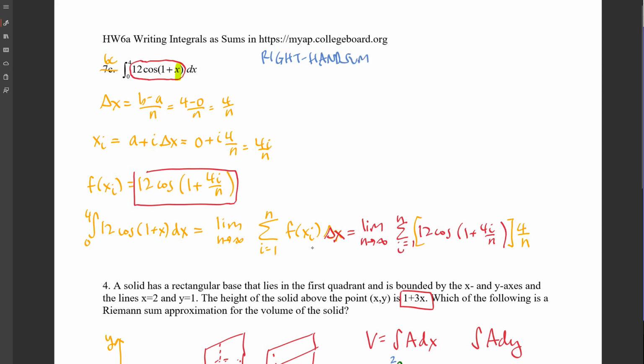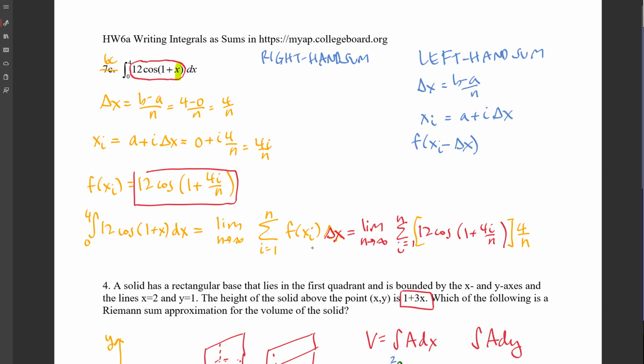Okay, all of these formulas. If you were to do a left-hand sum, the way you would change it is your delta x would stay the same. Your x sub i would actually stay the same also. So that's still a plus i delta x. Your f of x, though, instead of finding f of x i, you're going to find f of x i minus delta x, okay, just to let you know.